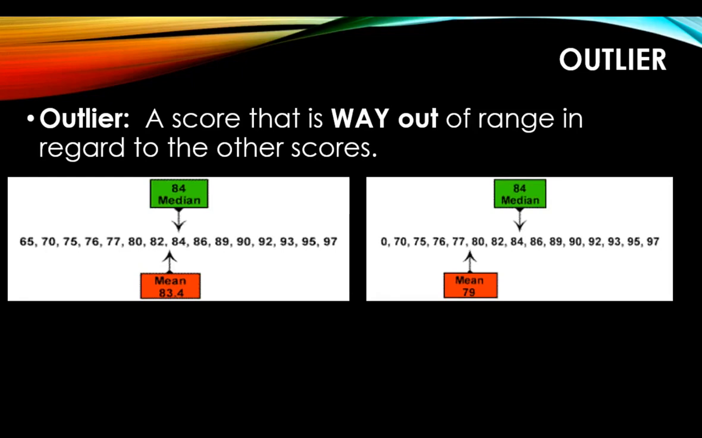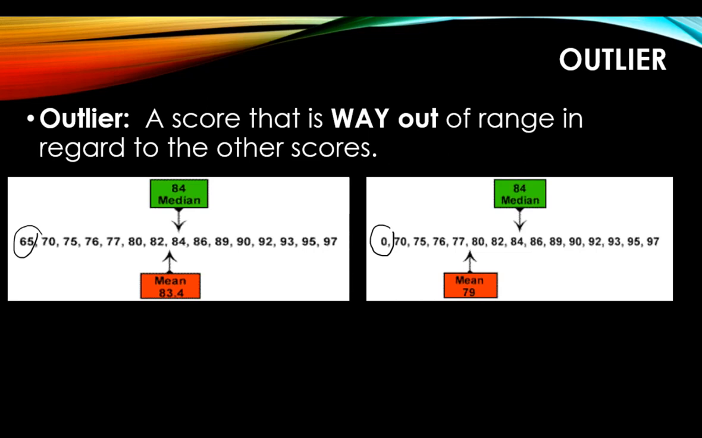Let's take a look at this example to find out what an outlier means and how it affects a set of data. So we have two identical data sets, except for the first value, which is 65 on the left side, and the first value is 0 on the right side. Looking at the left set, we see that all of these data are close to each other. There is no value that you can describe as odd or way out of range.